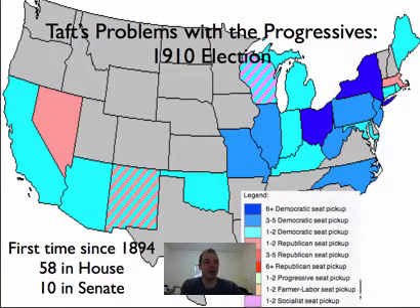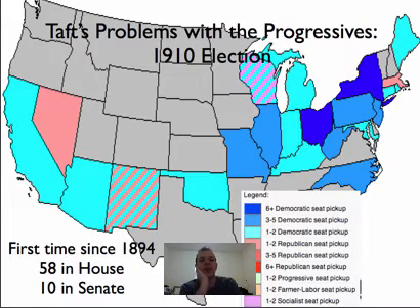In 1910, we have a midterm election, and like normal, we can use the midterm election to gauge the public's opinion of how a president is doing. And the progressives beat conservatives, who were backed by Taft, resoundingly in the election of 1910.